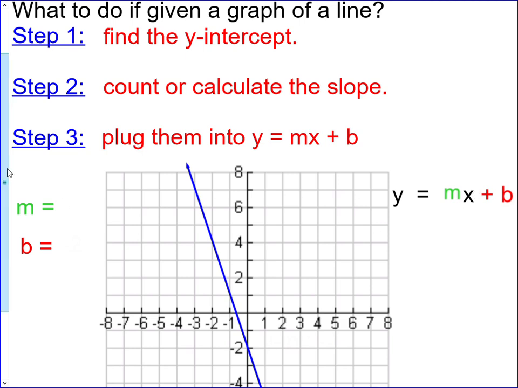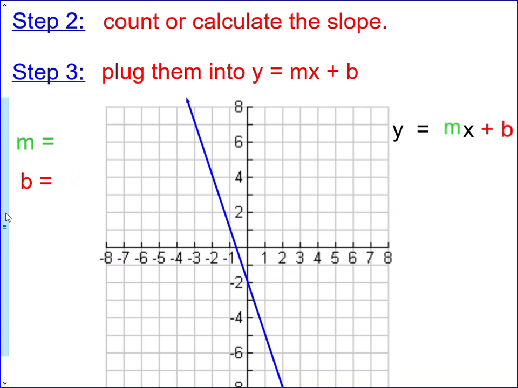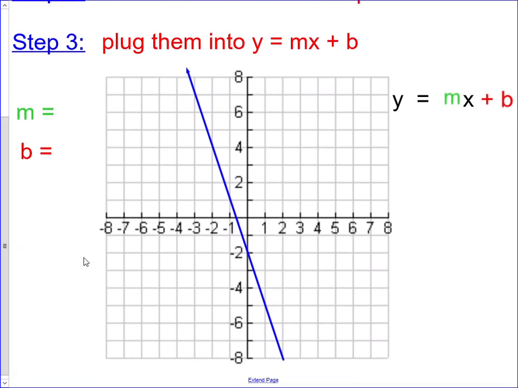Well, let's start out by finding the y-intercept on our graph. If we look at our line and remember that the y-intercept is the point at which our line crosses the y-axis, we see that our y-intercept is -2. So b is equal to -2.